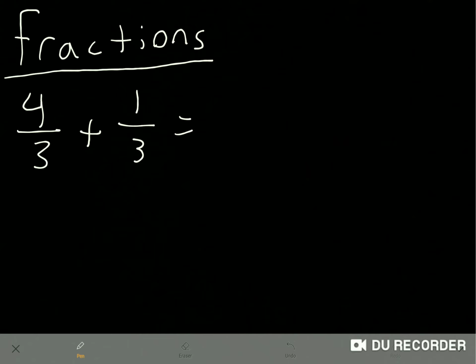Now we see when we want to add, the denominators are still the same. So even though this 4/3 over here is an improper fraction because the 4 is greater than 3, we can still add it like we would normally. We add the numerators to be 5 and keep the denominators the same since they're the same number when we're adding or subtracting.